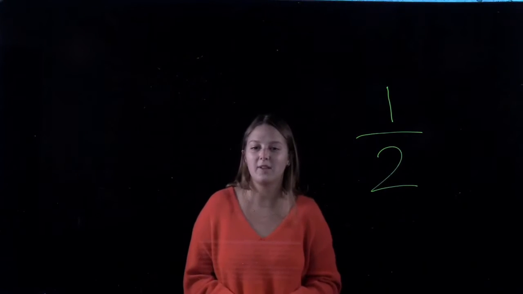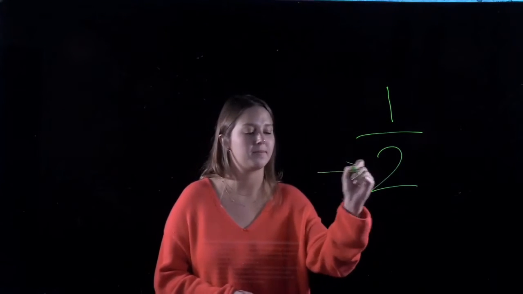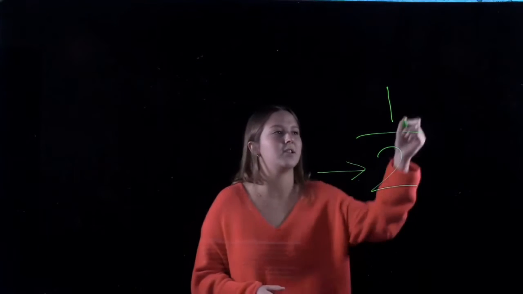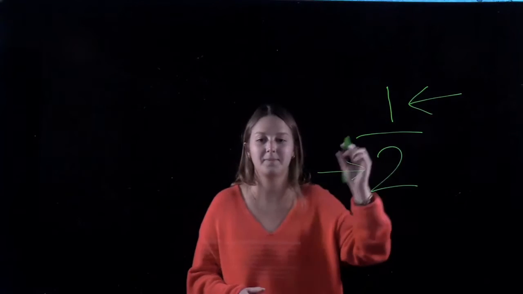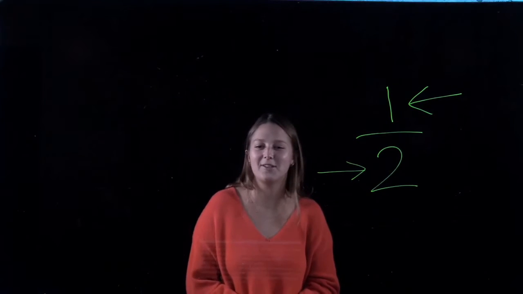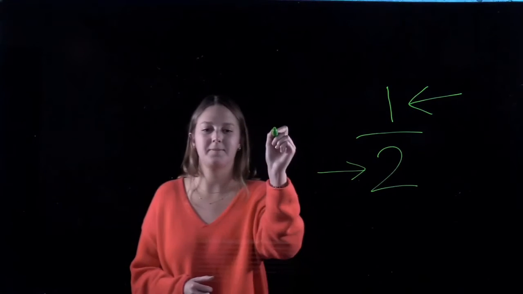The number on the bottom of the line is the denominator, and the number on the top is the numerator. We compare the denominators and numerators using the less than sign.